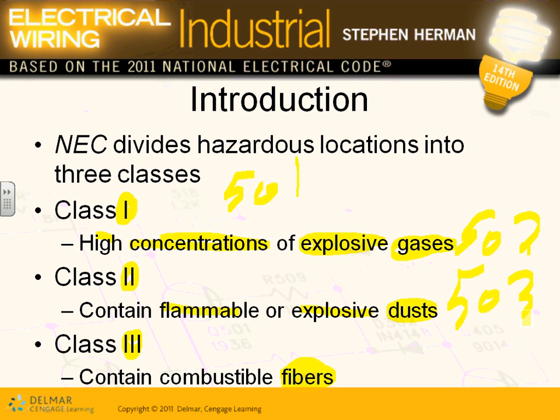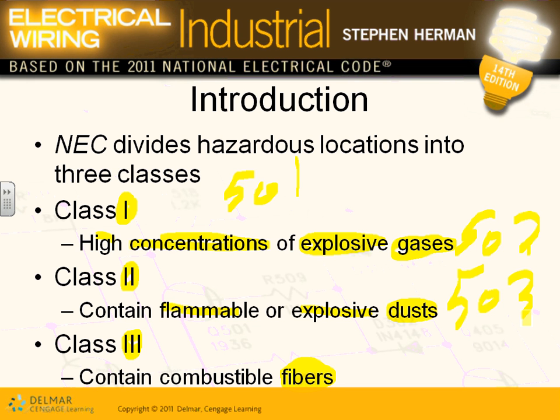Class 1, Division 1, the hazard exists at all times. So think about, guys, the division. If the hazard exists at all times, that will be Division 1. If the hazard for the most part exists under abnormal conditions, that will be Division 2.